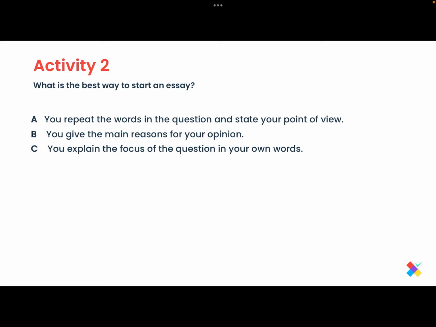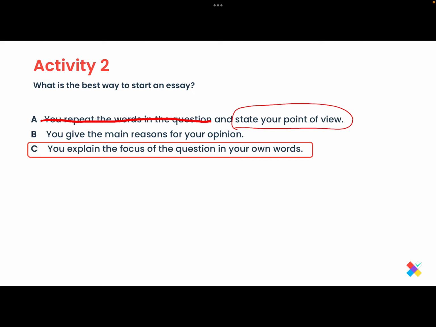Okay, time's up. So, obviously C is the correct one. Well, let's see why the other ones are incorrect. You repeat the words in the question. No, you do not repeat them. You do not copy. This is bad, bad, very bad. Stay away from it. You do state your opinion. Yes, but you don't copy words from the question.